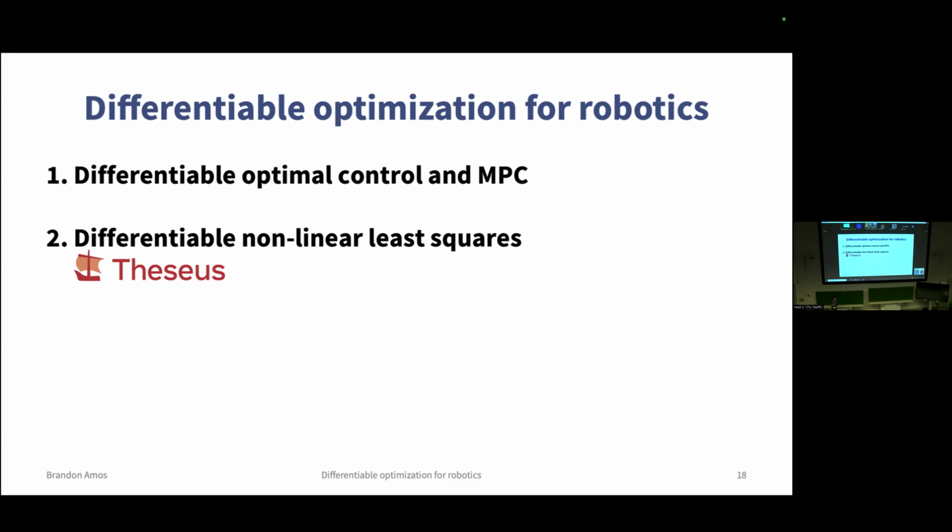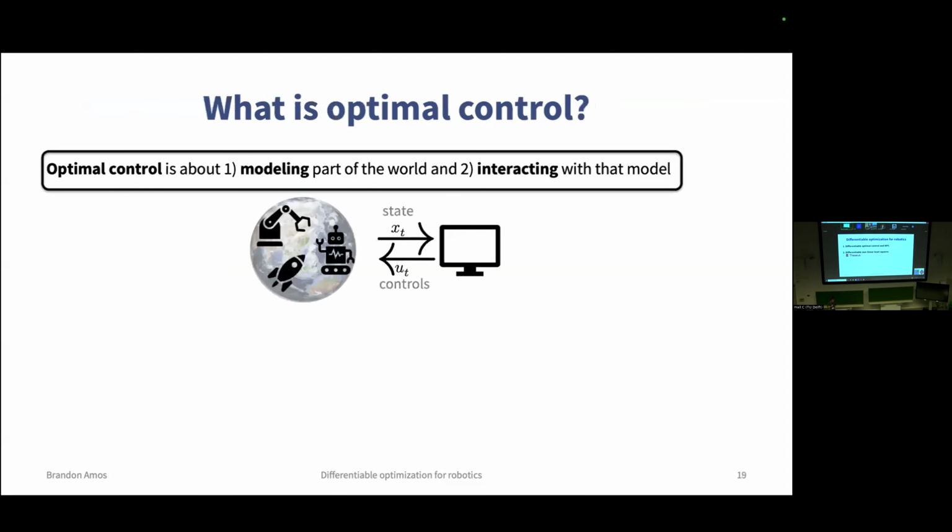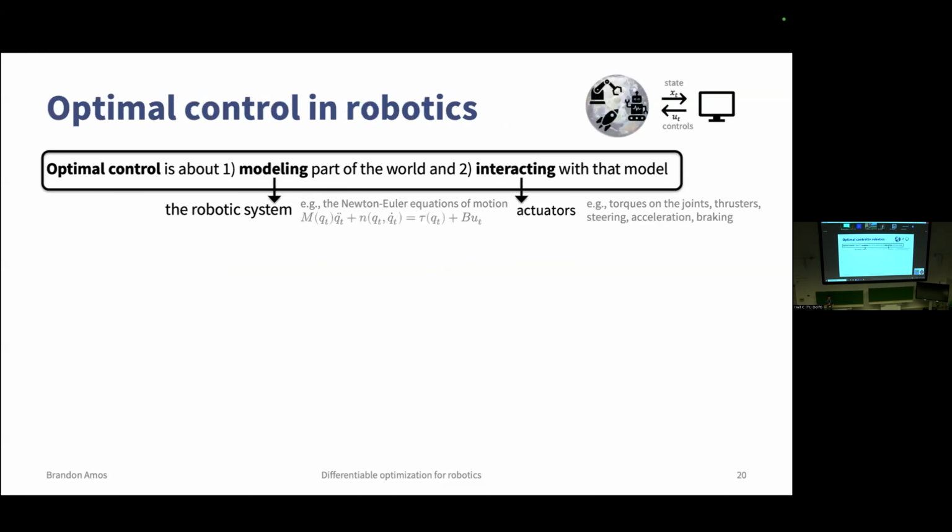So I think a lot about control problems. I know there are other kinds of problems in robotics as well, but to me, the control and motion planning ones have been the ones I've thought the most about. And I guess I don't need my usual standard introduction to optimal control. I guess you all already have a good sense of it. It's about modeling part of the world and interacting with that model. I usually think about it in continuous spaces. So in robotics, it could mean the model of the world comes from Newton-Euler equations of motion, and interacting with the world means sending torques to the actuators.